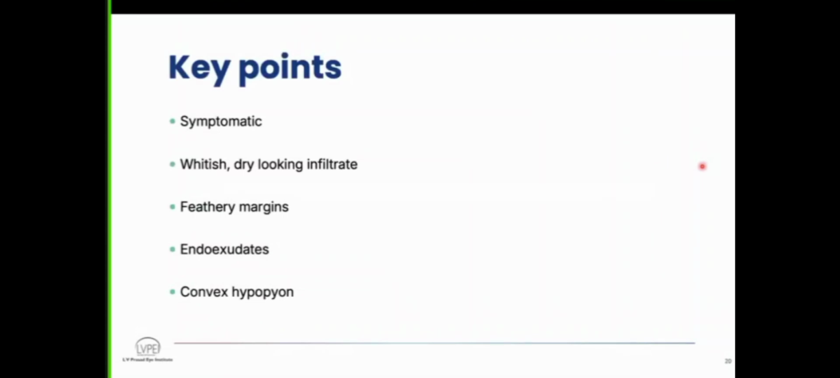In some textbooks, you would have read that in fungal keratitis, the signs are more than the symptoms. But in practice, what we usually see is that pain, redness, and discharge are often also seen in fungal keratitis, and these patients are also quite symptomatic. The infiltrate is usually described as whitish or dirty white looking or dry looking, with feathery margins. Also, you have small exudates at the level of the endothelium, which are called endoexudates. And often the hypopyon is caused by a fungal ball which is present in the anterior chamber, so it is a convex hypopyon which you will be able to see.